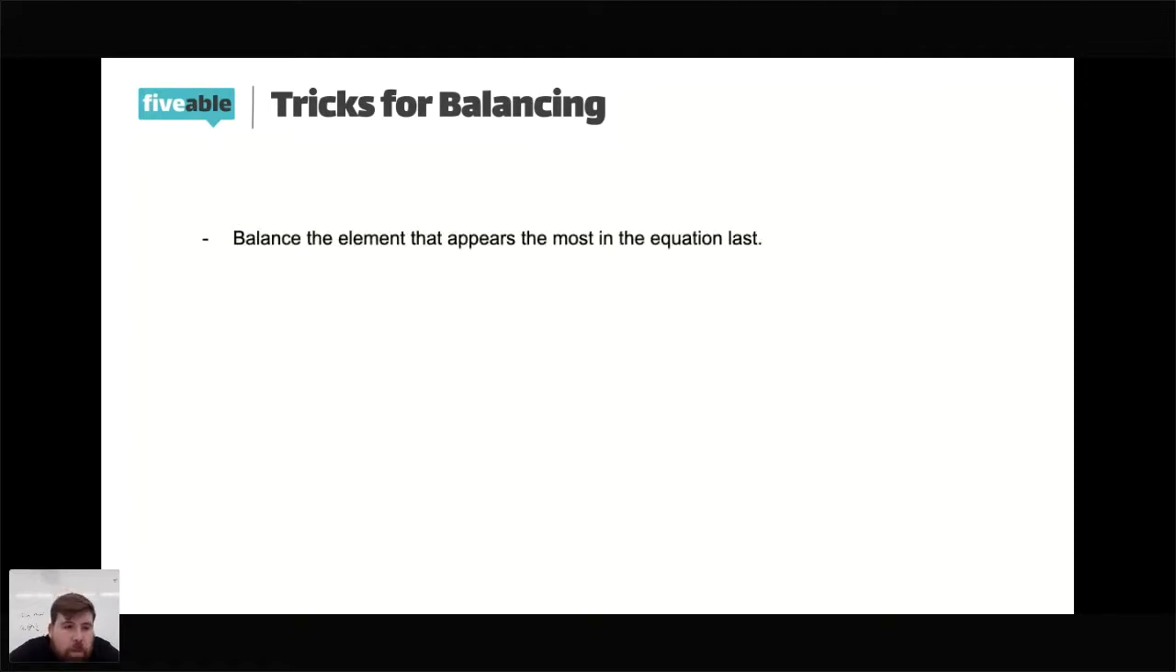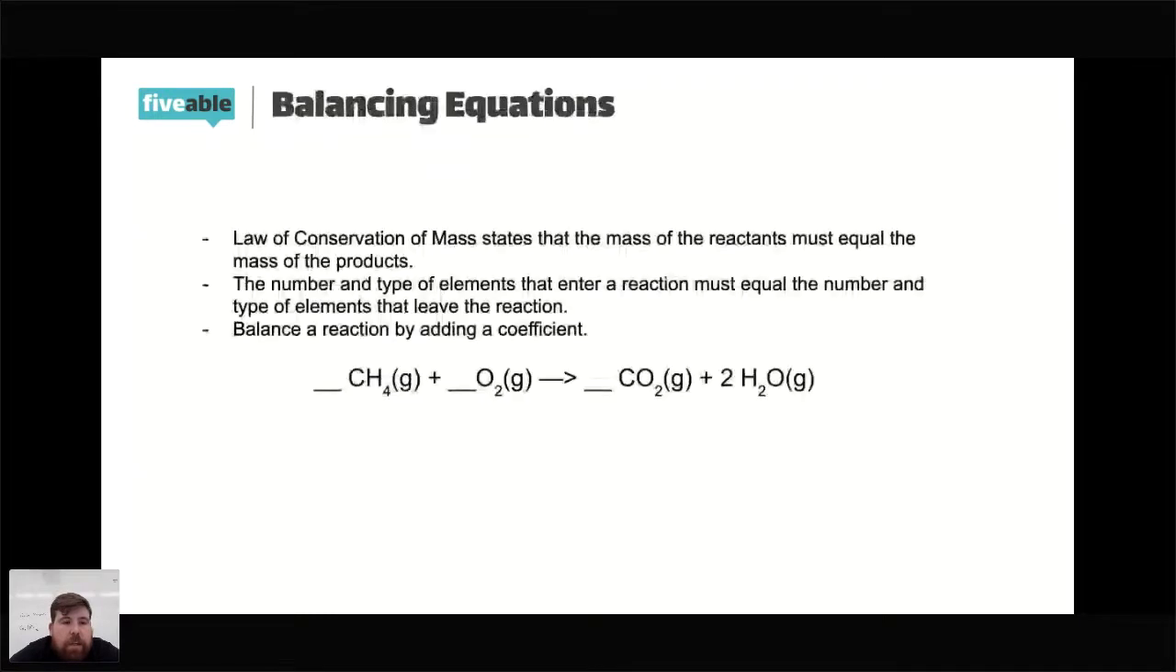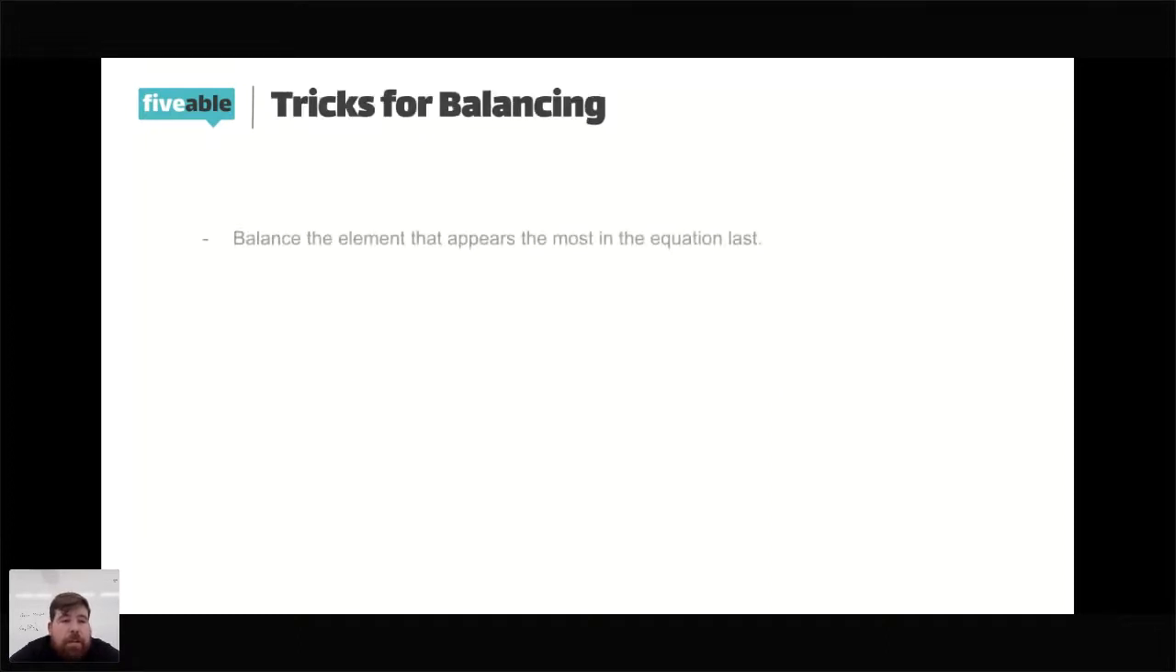So trick number one is to balance the element that appears the most in the equation last. If we go back to the example I was looking at here, notice that carbon appears once on the left side and once on the right side. Notice that hydrogen appears once on the left side and once on the right side. But oxygen appears in the oxygen molecule on the left, the carbon dioxide molecule on the right, and the water molecule on the right. So what I did intentionally was balance the oxygen molecule last. Balance the element that appears the most in the equation last.